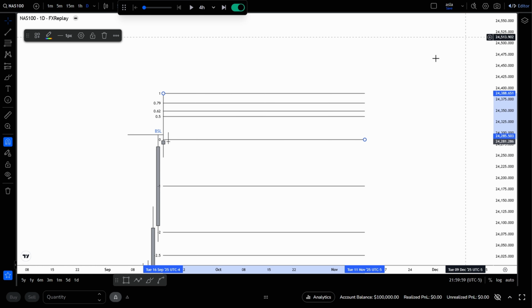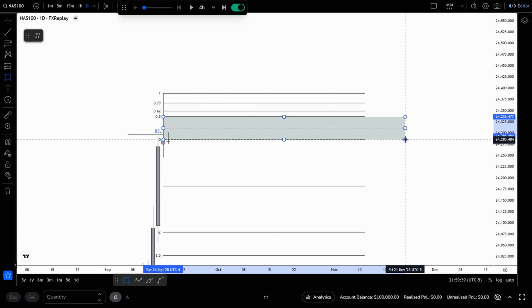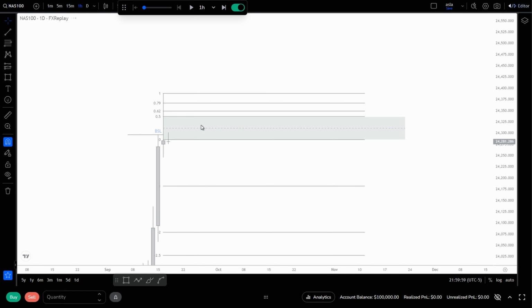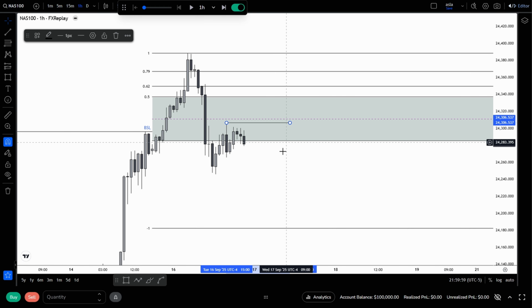Since this is an upper wick, I want price to respect the lower half of that wick. In other words, if the next daily candle opens, I want to see it form a high within the lower half of that wick and then expand lower. I do not want to see price trade above the midpoint of that wick. So let's see what happens.